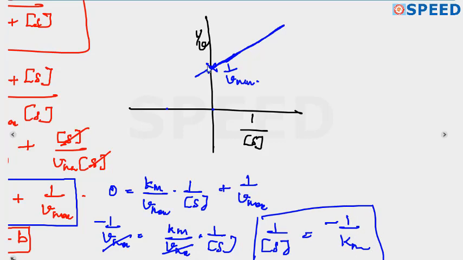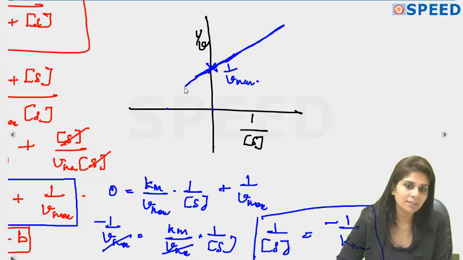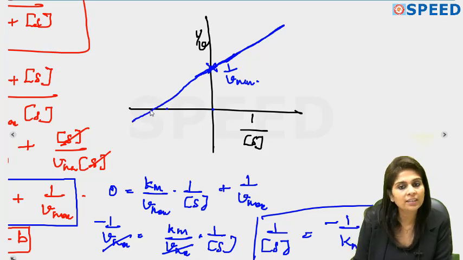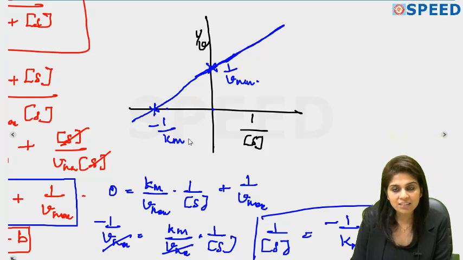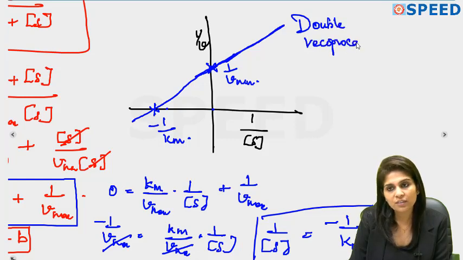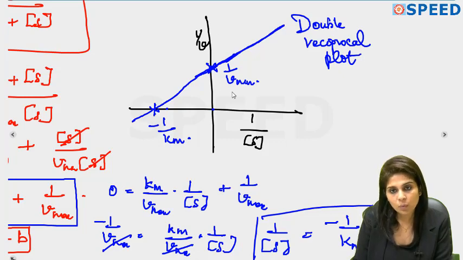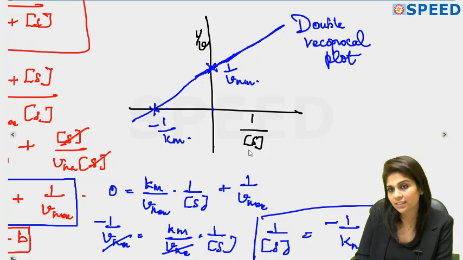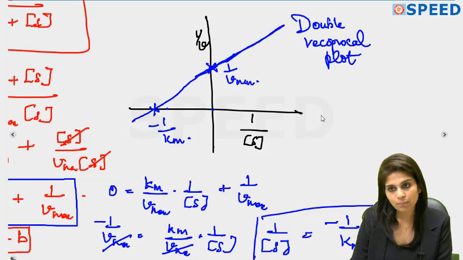So if you extend the straight line and if you allow it to cut the x-axis, at what point will it cut the x-axis? It cuts at minus 1 by Km. This is called as double reciprocal plot. Why do you call it as double reciprocal plot? Because this plot is drawn with double reciprocals, right? Both along y-axis and along x-axis, it's reciprocals. Along y-axis, you have 1 by v. Along x-axis, you have 1 by s. So you call it as double reciprocal plot or Lineweaver Burk plot.